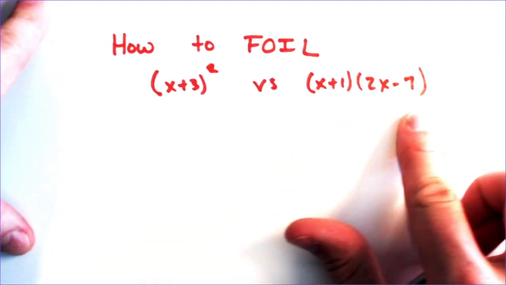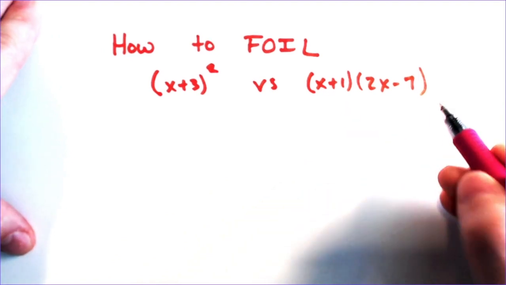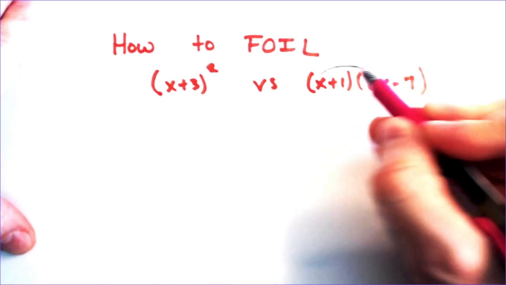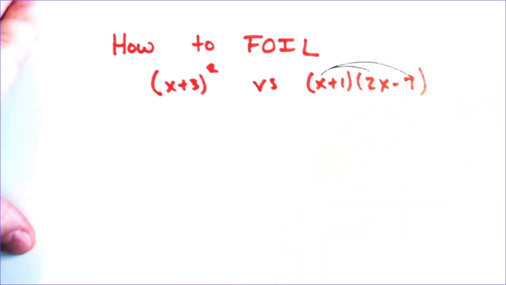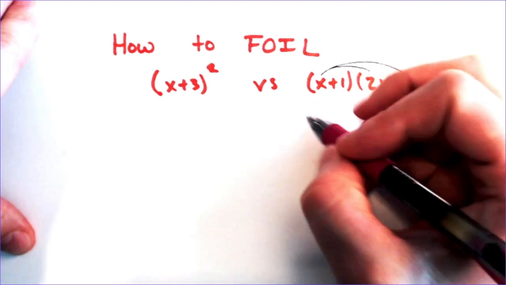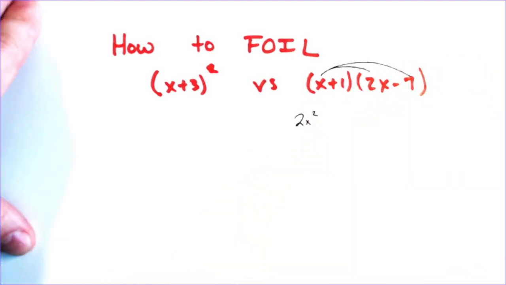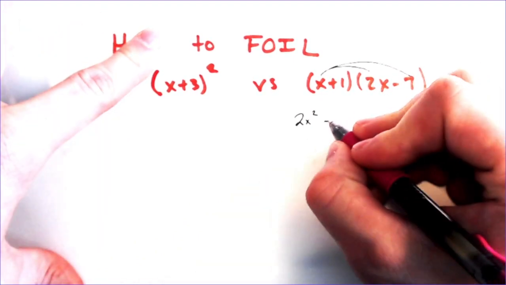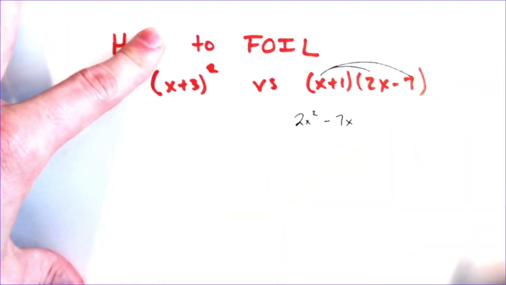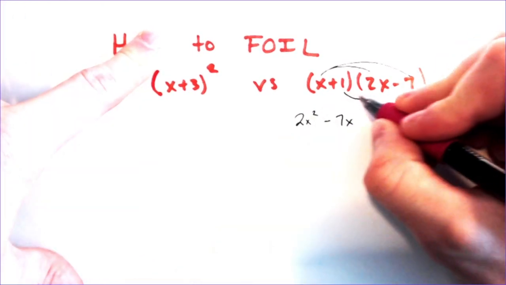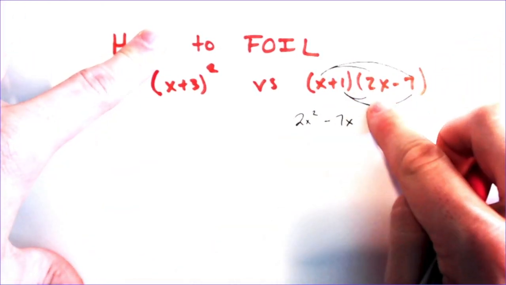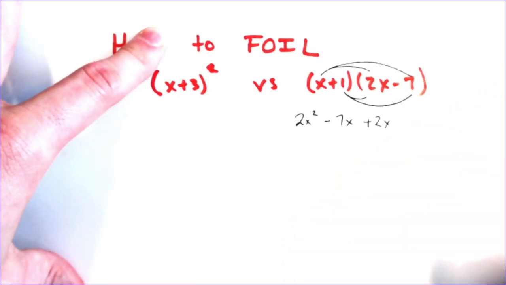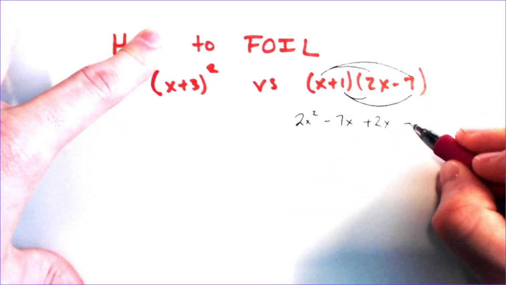So we're going to start with actually the x plus 1 and 2x minus 7. And we're going to be distributing twice. We're going to distribute the x to both terms. So x times 2x makes 2x squared. And x times negative 7 makes negative 7x. And then the 1 to both terms as well. So 1 times 2x is 2x. And 1 times negative 7 is just negative 7.